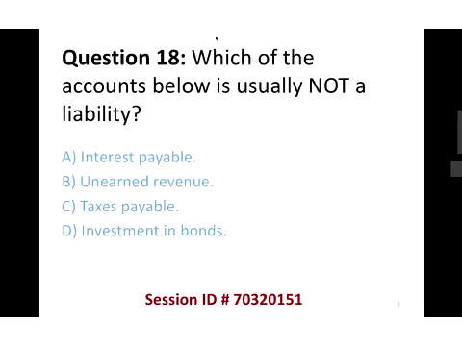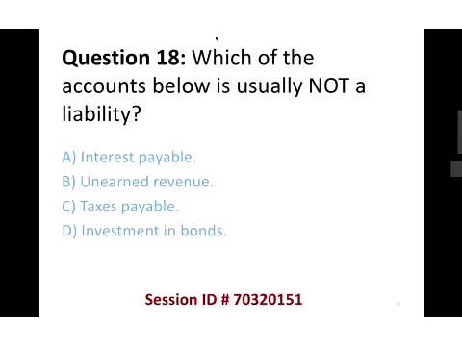So we have this question up right now, Learning Catalytics. Which of the accounts below is usually not a liability? So we're looking for what is not a liability. As we go through the list, if you see the word payable, that tells you right away that it's a liability. So interest payable and taxes payable are liabilities. Unearned revenue is a liability account.